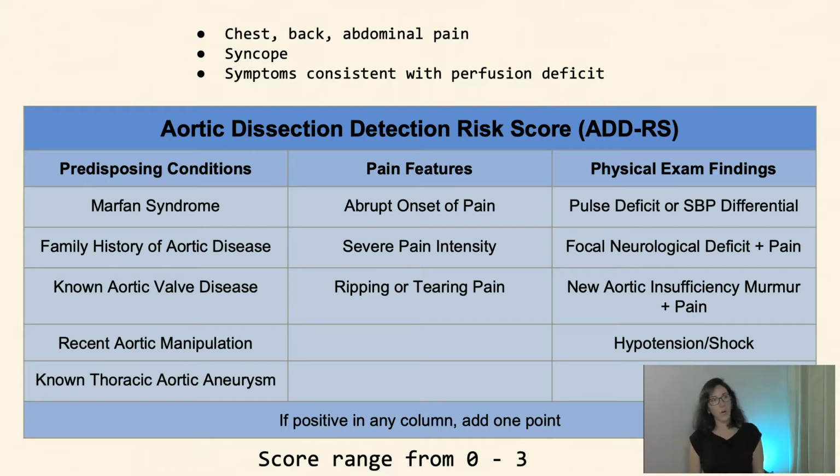The way this score works is that a positive finding in any one of those columns gets you a point. More than one in a single column still just gets you 1 point. So the scores can range anywhere from 0 to a maximum of 3.